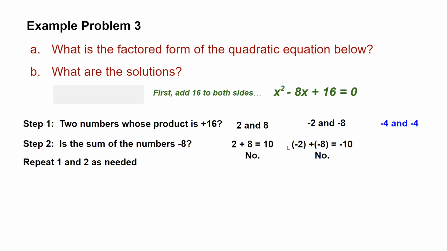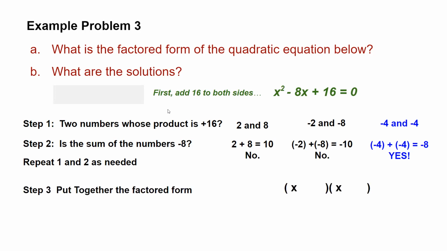How about negative 4 and negative 4? Negative 4 times negative 4 is positive 16. Negative 4 plus negative 4 is negative 8. That's what we were looking for. Let's put together our factored form. Once again, we start out with exactly that same format. Two parentheses, an x at the beginning of each one. We drop in our two numbers, and there we have our factored form of that equation.